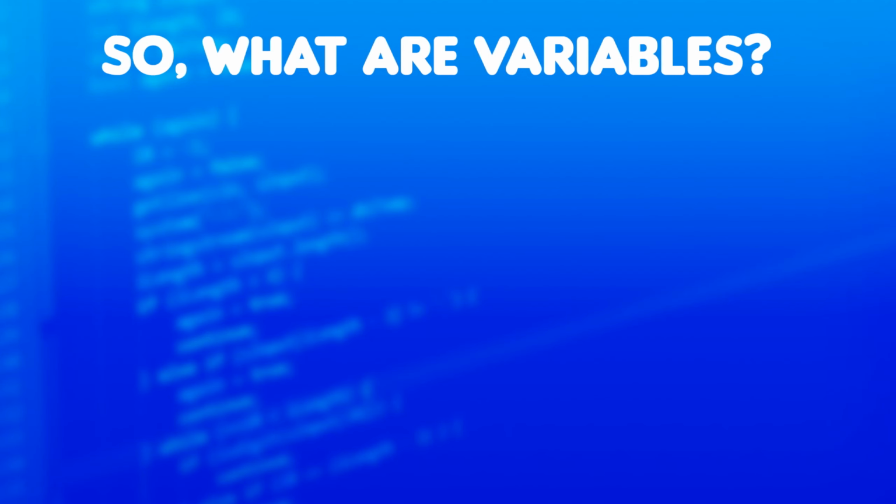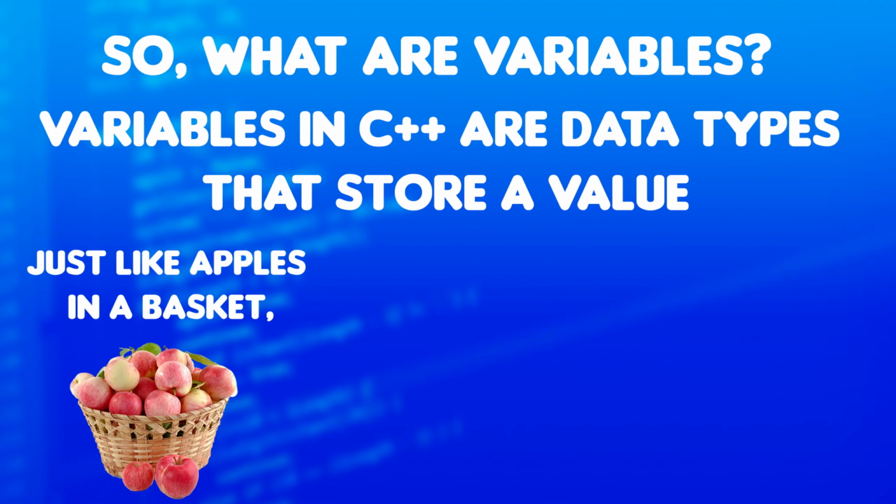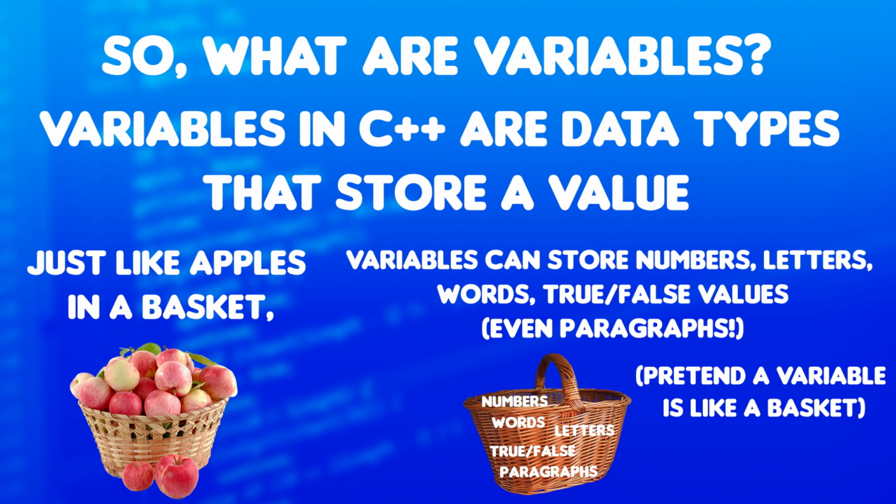So, what are variables? Variables in C++ are data types that store a value. There are a few different types of variables, and each can store a different type of value. You can store numbers, letters, words, or even true or false values in variables. You can even store a whole paragraph in a variable if you wanted to.